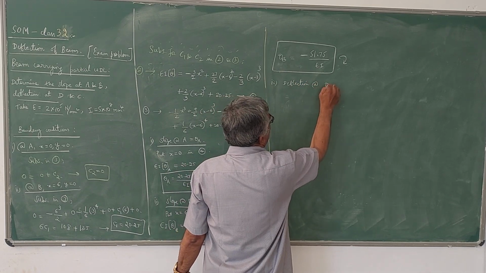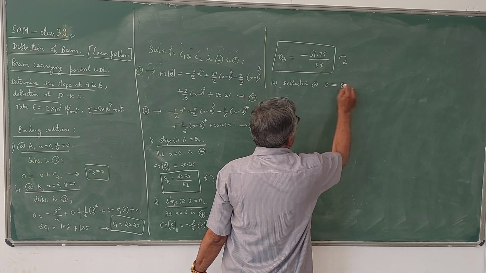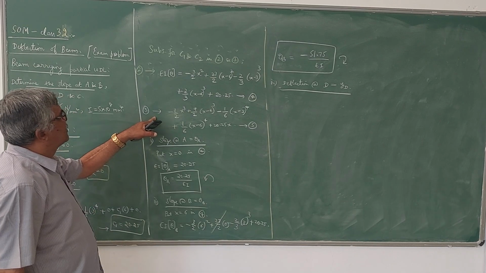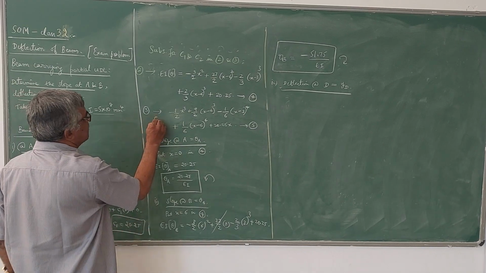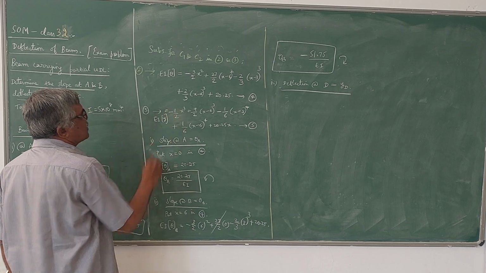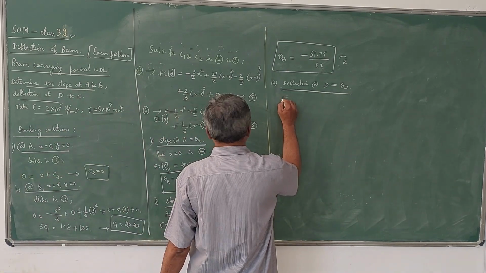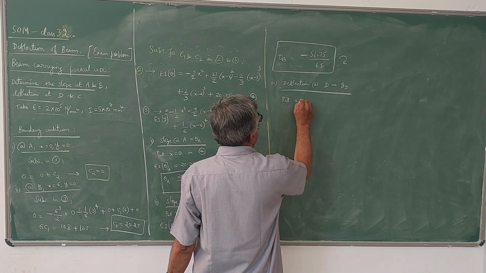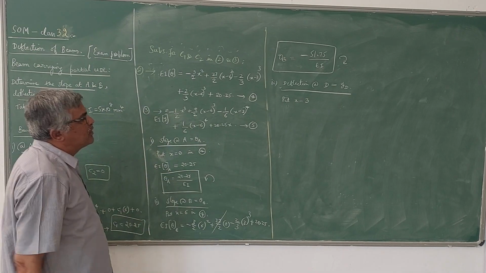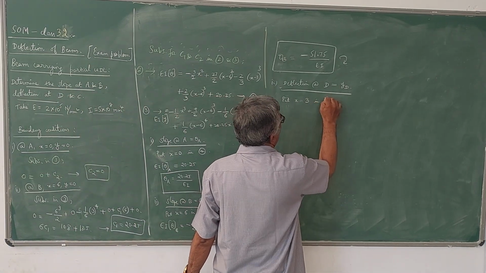D is the starting point of that partial UDL, which I call YD. Since you need deflection, you have to use equation 5. Equation 5 is the deflection equation, EI into y is equal to this much. So for deflection, if you substitute x, how much is x? The distance from A to D is 3 meters. Put x equal to 3 in equation 5.